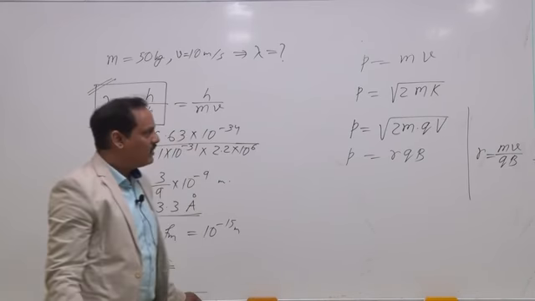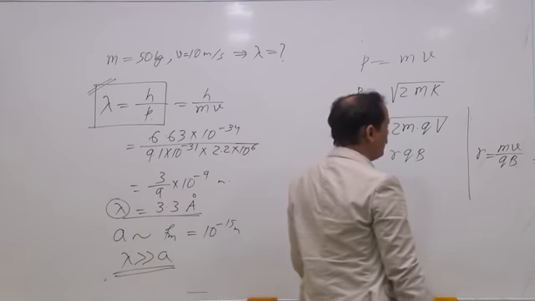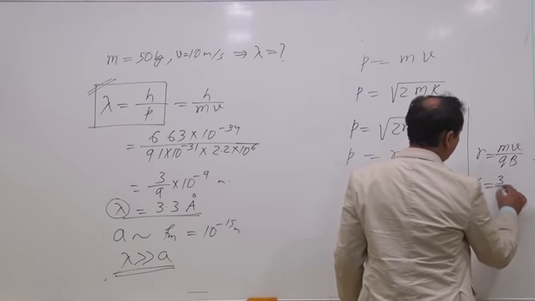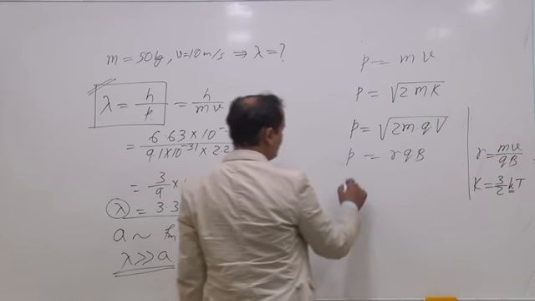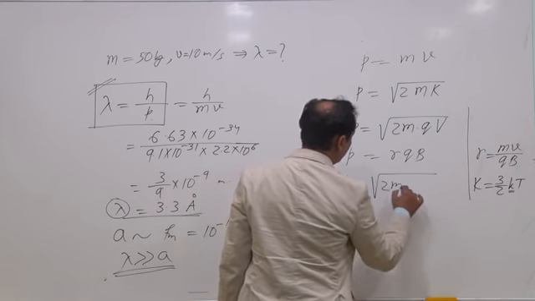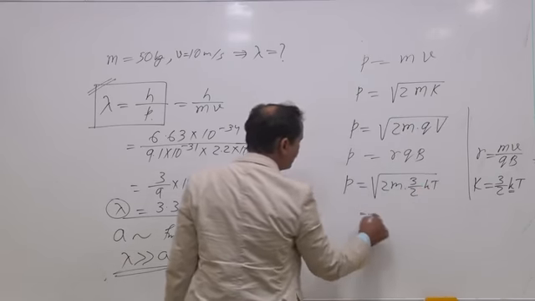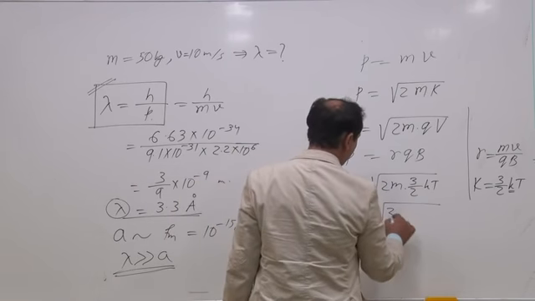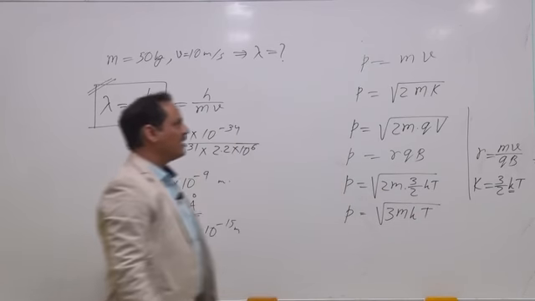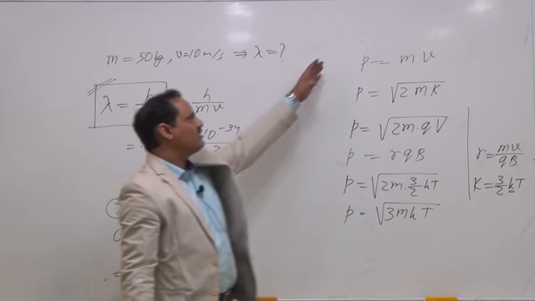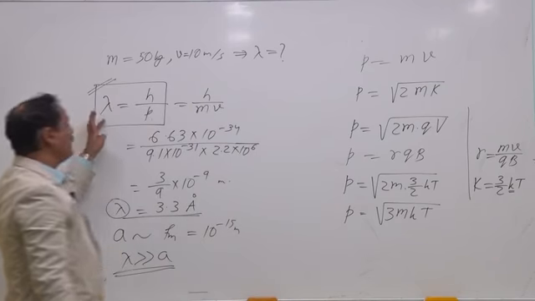If we have some neutral particle moving due to temperature, for neutral particles the kinetic energy is equal to 3 by 2 kT, where small k is the Boltzmann constant. In that situation, momentum is equal to under root 2m, with K written as 3 by 2 kT, or it is equal to under root 3mkT, the temperature being measured in absolute units. So, there are various situations of finding the momentum of a particle, and accordingly we can have their de Broglie wavelength.